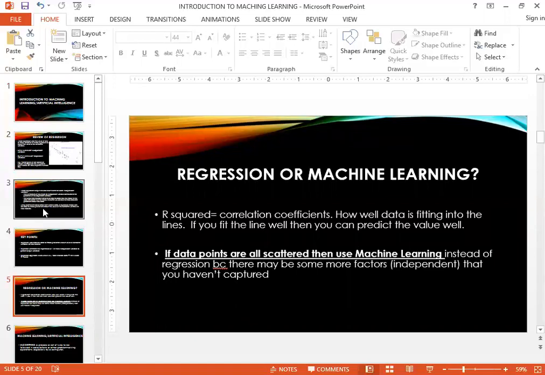Again, on this slide, it's mentioned that if data points are scattered all over the place, then it's better to use machine learning instead of regression. And again, the reason is if there are points scattered all around, it's very difficult to find that relationship and make any sort of a line through it.